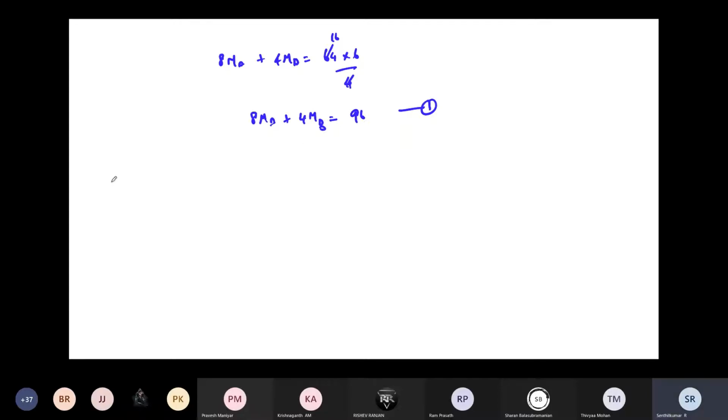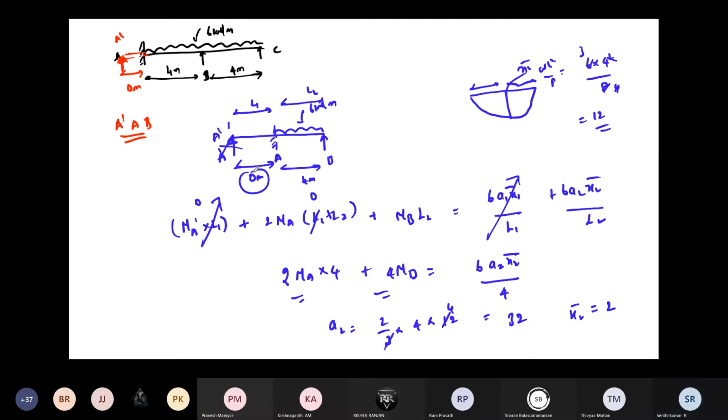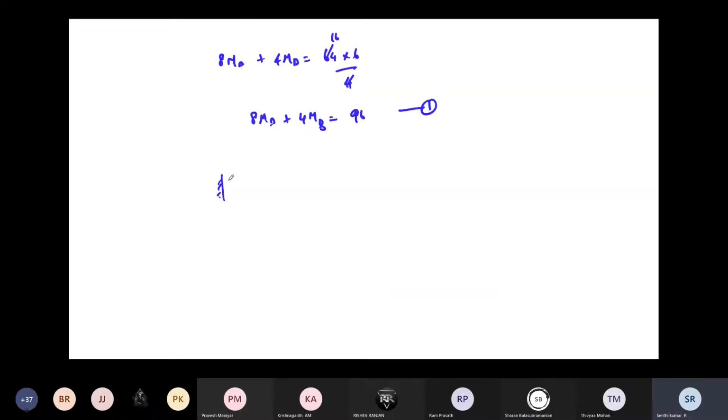What about equation 2? A dash A B we have done. Now ABC will be another one.